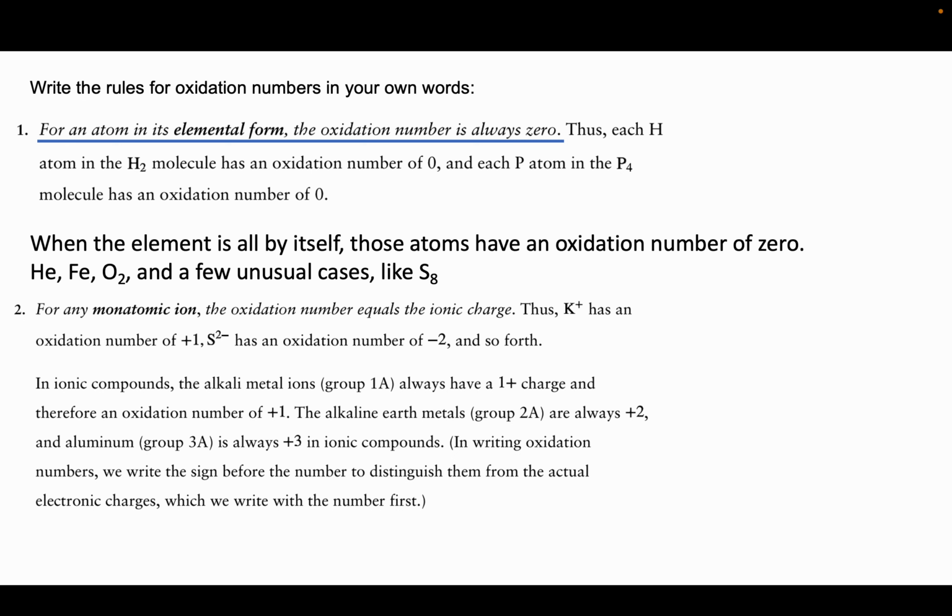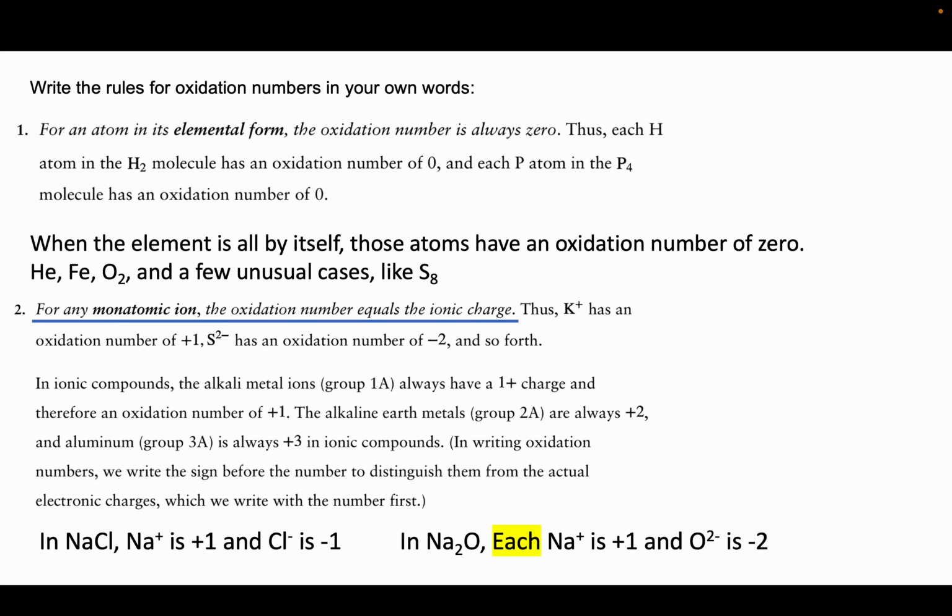Rule number 2, this one's pretty easy. We're looking for monatomic ions. The oxidation number equals the ionic charge. This is what we've been doing when we've been constructing ionic compounds and looking at the periodic table. So if I see sodium chloride, the sodium is +1, the chloride's -1, and those are their oxidation numbers. +1 for the sodium, -1 for the chloride.